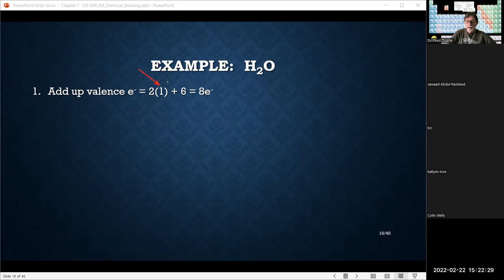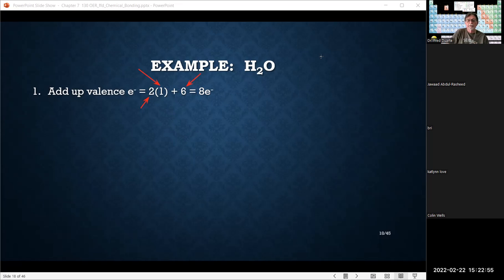We know that hydrogen is in group 1 and therefore has 1 valence electron, and there are 2 of them, okay? And we know that oxygen is in group 6, which tells you you have 6 valence electrons. So we have a total of 8 valence electrons, okay?